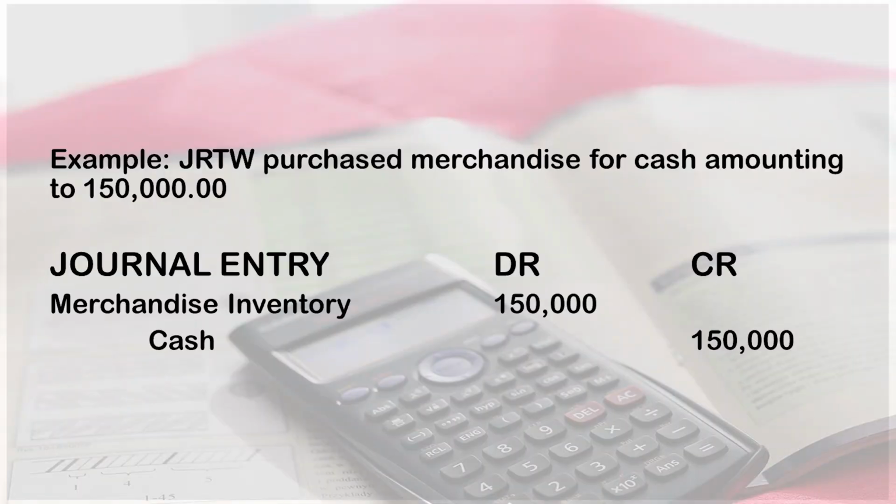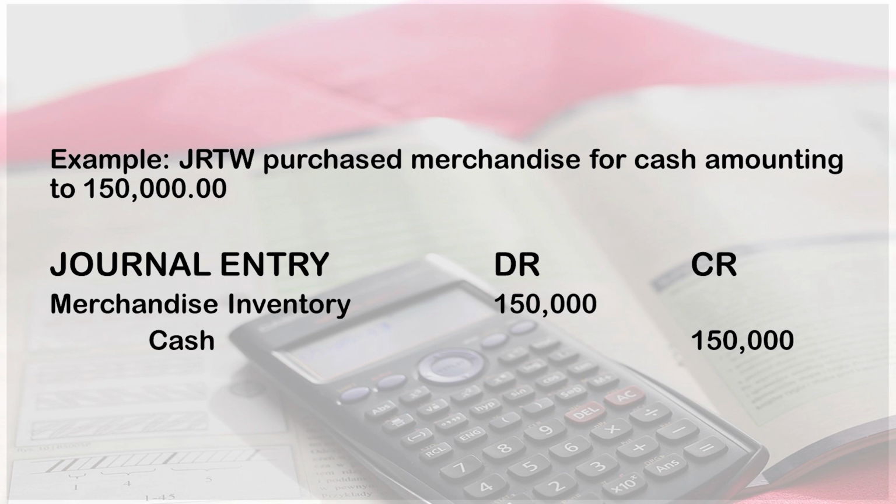Here is our simple transaction. JRTW purchased merchandise for cash amounting to 150,000. Let's have our journal entry. Our entry: merchandise inventory, debit 150,000; credit cash 150,000. Let's try to apply the two above-mentioned rules.